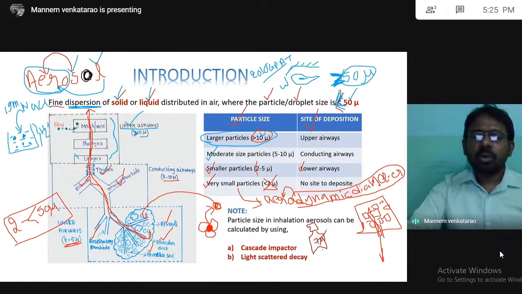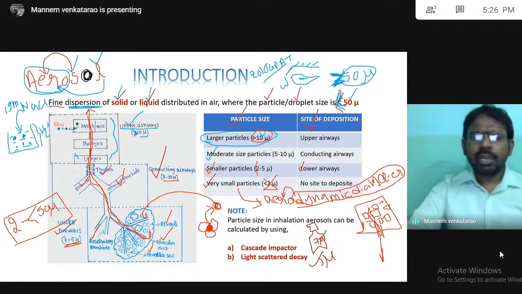That's why there is a chance of deposition of the 7 micron particle in the conducting airways, where it can show its local activity or enter into the blood. If it contains 3 micron particles, where can it deposit? Lower airways, because 3 lies between 2 to 5 micron. Once I say the particle size, you immediately decide where it can be deposited in the respiratory tract.